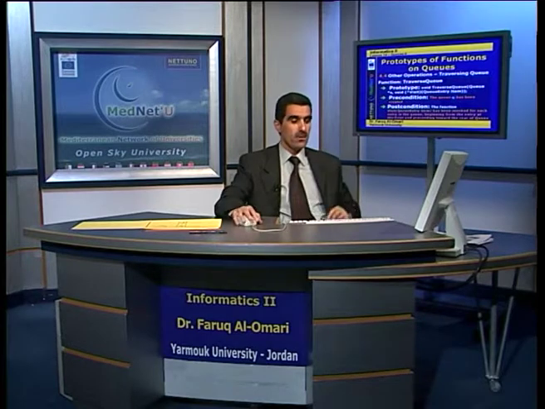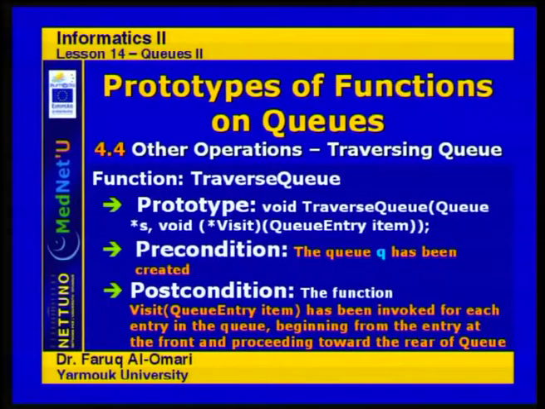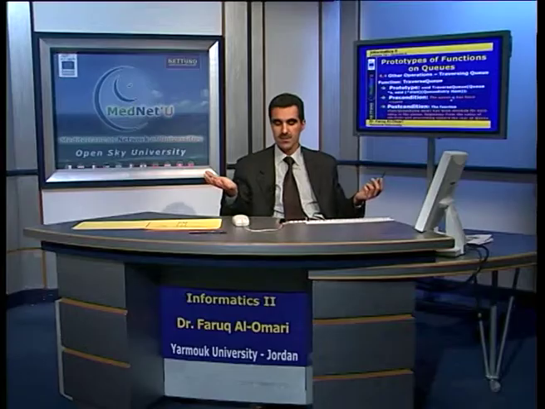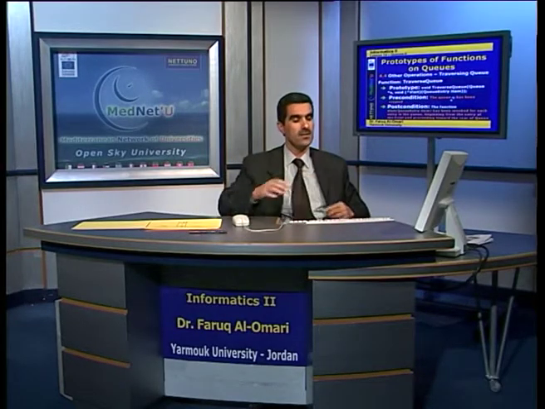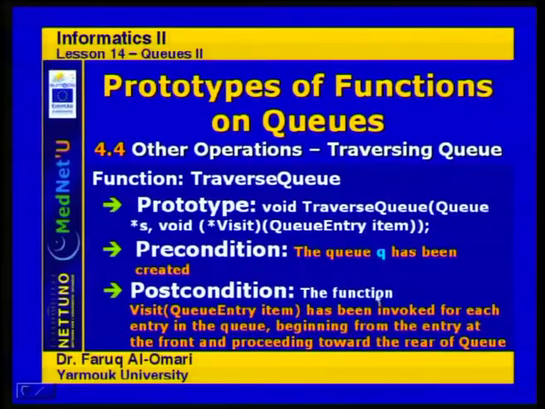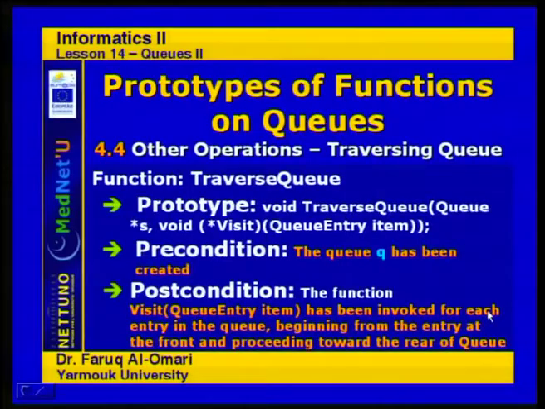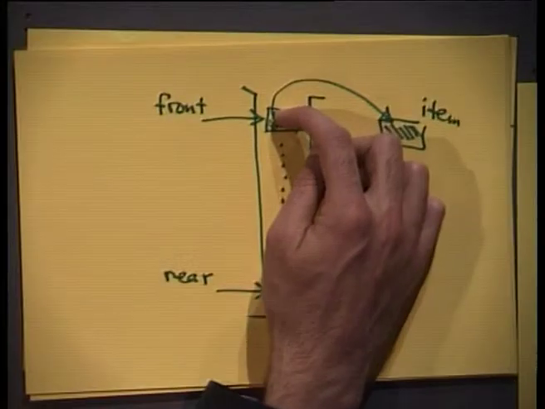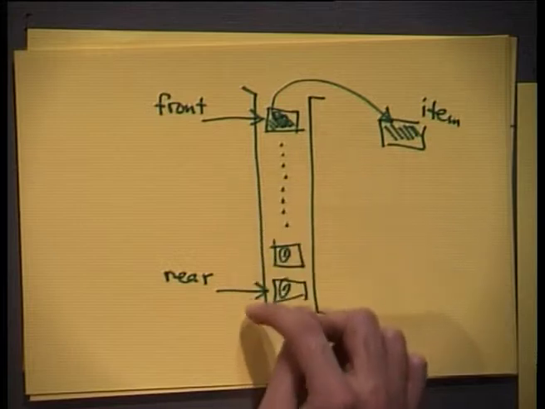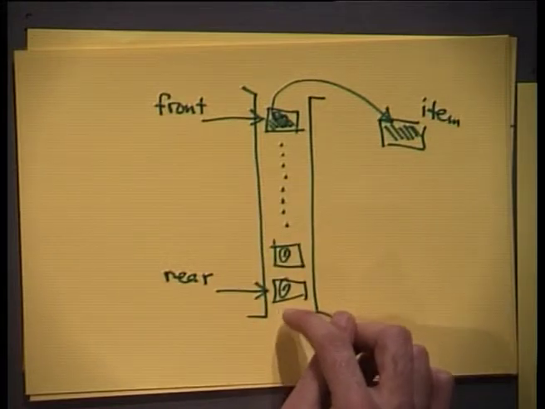Okay? So based on that, the precondition for this is that the queue, small q, is already created and it has some entries. It's not empty, otherwise why bother visiting it? And as a post condition, the function visit has been invoked, has been performed on each and every entry in the queue, beginning from the entry at the top, pointed to by front, and up to the very last entry, pointed to by rear.